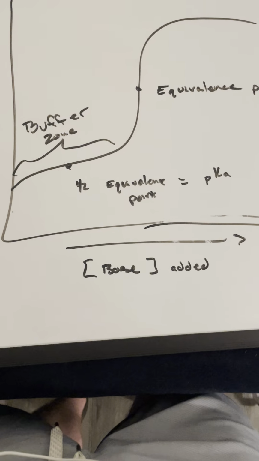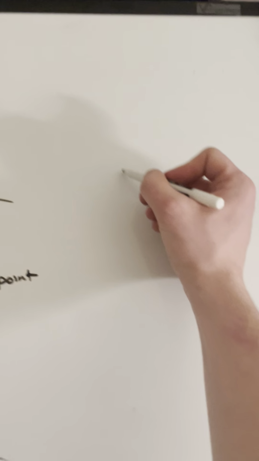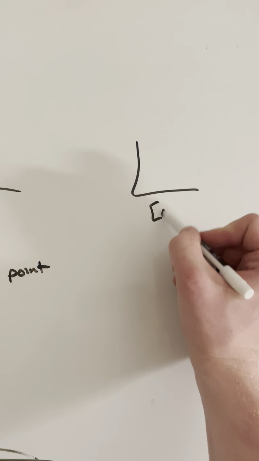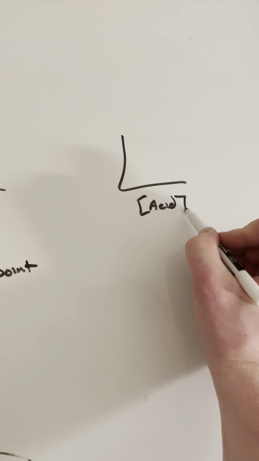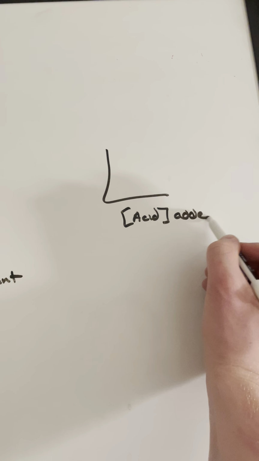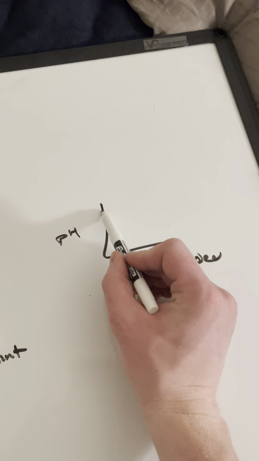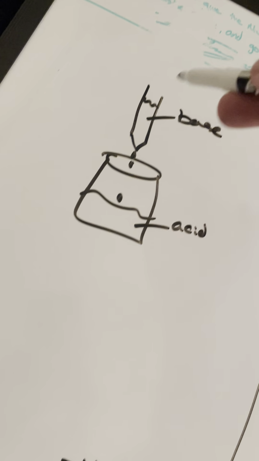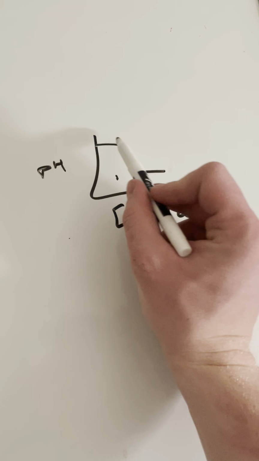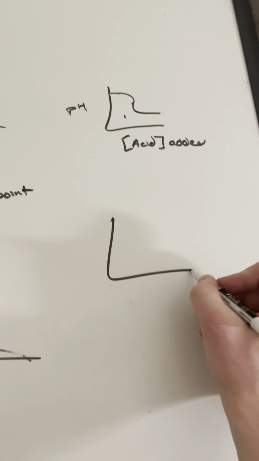But that's one example. The other example, we'll draw these ones small, is if we add the acid, right? Acid added. And then this one's going to be pH over here. This one's just going to be the opposite way, right? Because we're going to have a base here instead of the acid, and we're going to be dropping acid in. Acids have lower pH, so the more acid we add in, the lower, right? Equivalence point, half equivalence point. You get the gist.